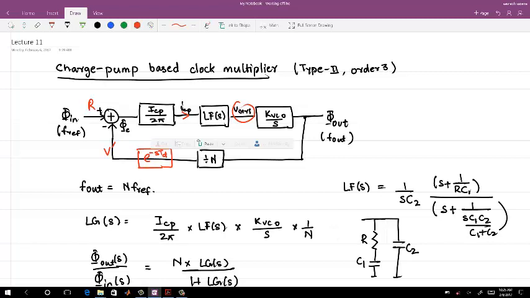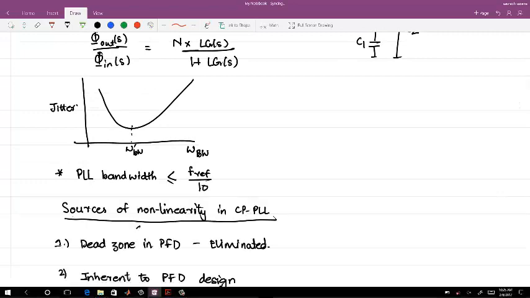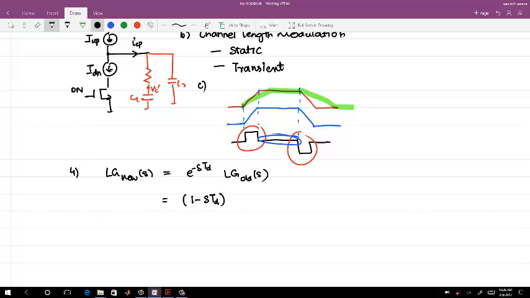Now, if e power minus std is the delay, and let's say the delay is much lesser than the reference period, how will the loop gain change? So I'm writing the new loop gain is e power minus std times the old loop gain which you are seeing up there. Okay. What will e power minus std be? This is under the approximation that td is much smaller than the time scale I am considering here.